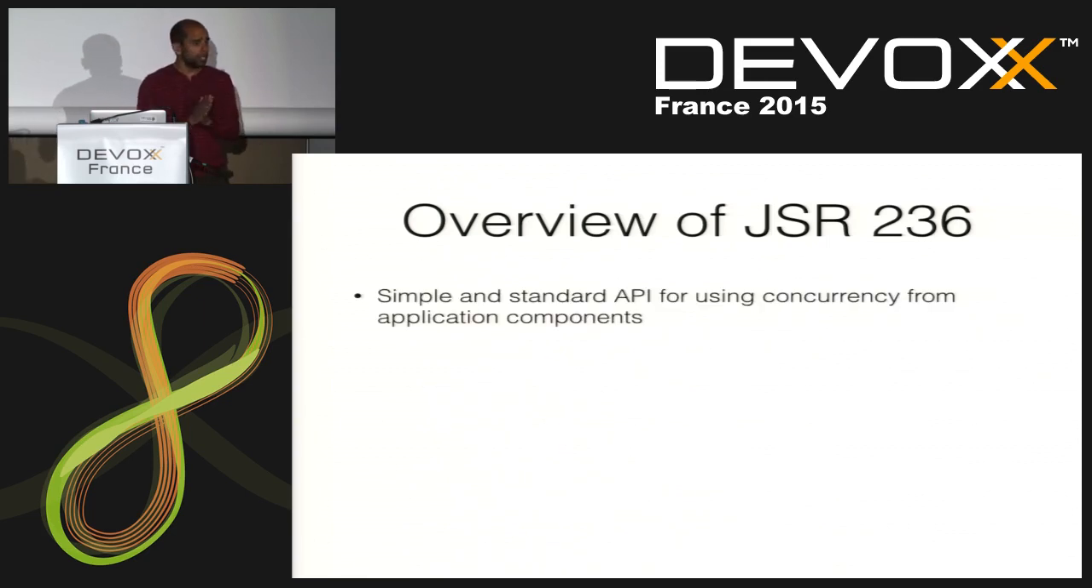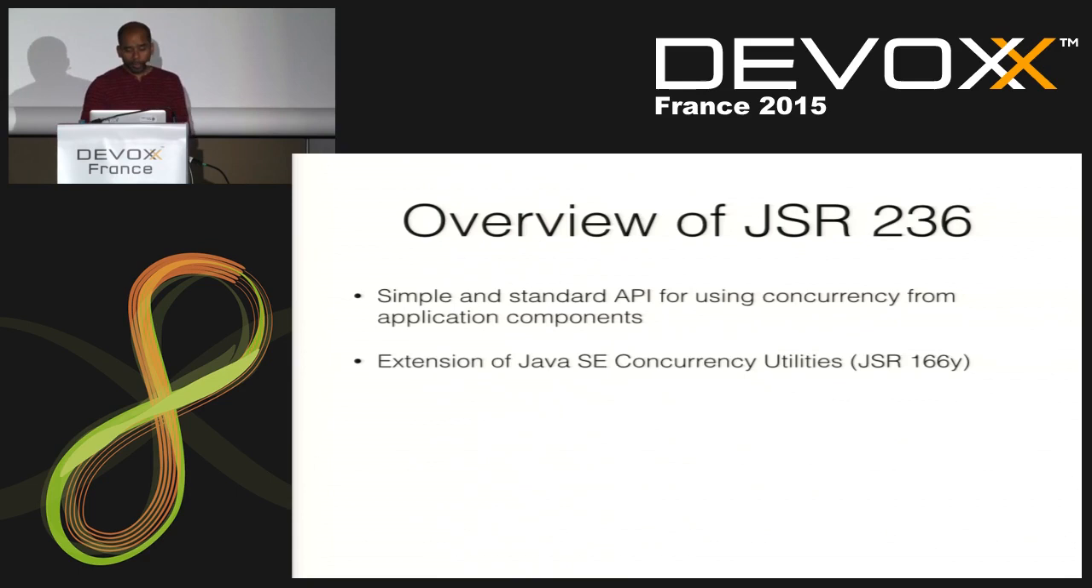Well, JSR 236, the name itself is Concurrency Utilities for Java EE. Now, the number kind of indicates that the JSR was started a few years ago, then it got into a limbo state, and finally Oracle moved along and had that JSR implemented as part of Java EE7. But basically it gives you a simple and a standard API for doing concurrency in your Java EE applications.